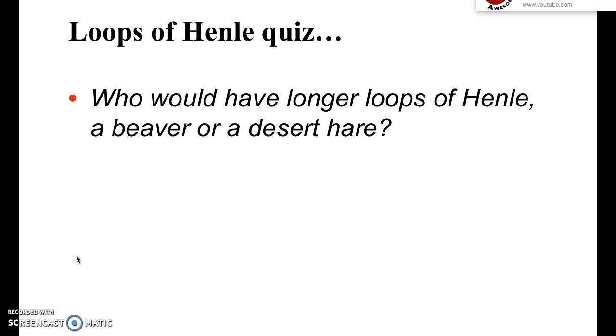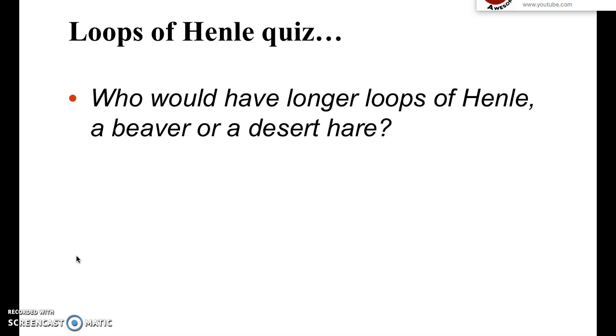Who has a longer loop of Henle, a beaver or a desert hare? The loop of Henle, in the previous slide you noticed, is a place where water is reabsorbed. A major portion of it is where water is reabsorbed. The desert hare needs to reabsorb a lot of water because there is a scarcity of water. Hence, the desert hare is going to have a longer loop of Henle than the beaver.